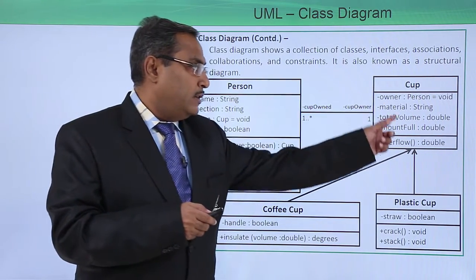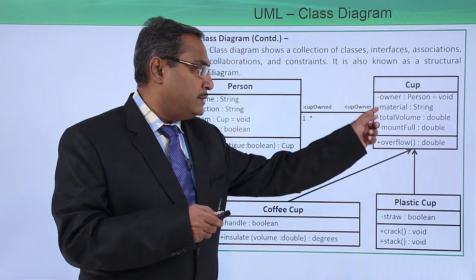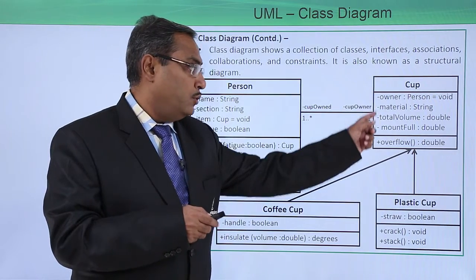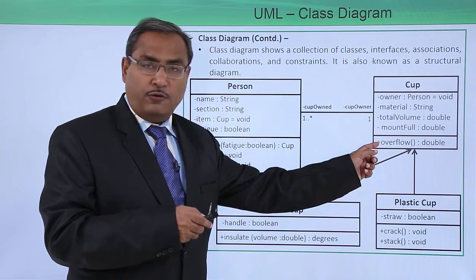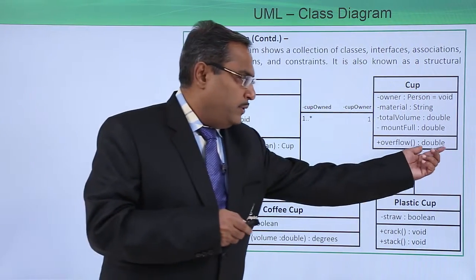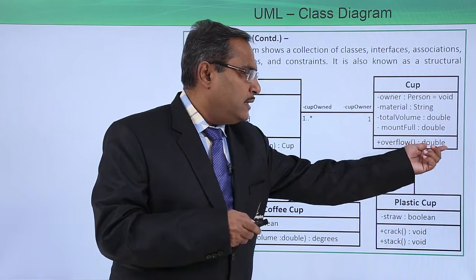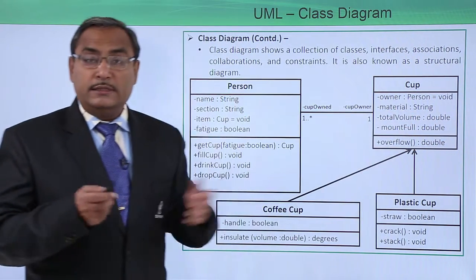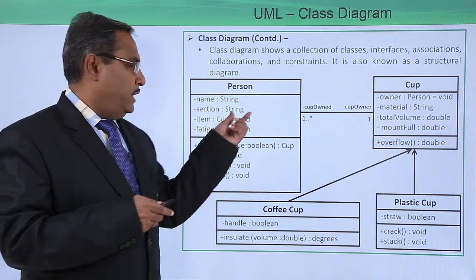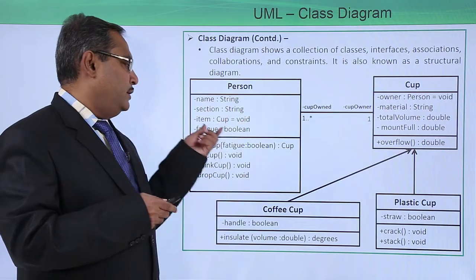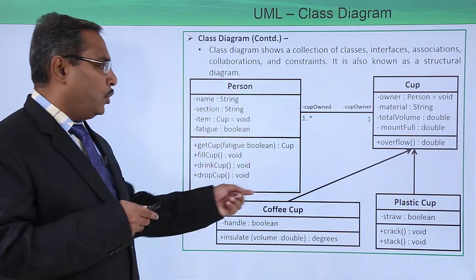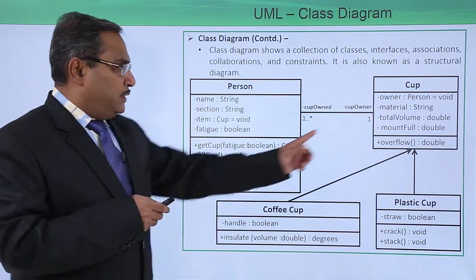Here we have another one, a cup. It has some member variables or attributes under the private scope, and this particular method, overflow, is under the public section. These are the output arguments, and here it denotes the type of each attribute. Name is of type string, section is of type string, and this item colon cup is of type void. In this way they are mentioned. So this is the cup.